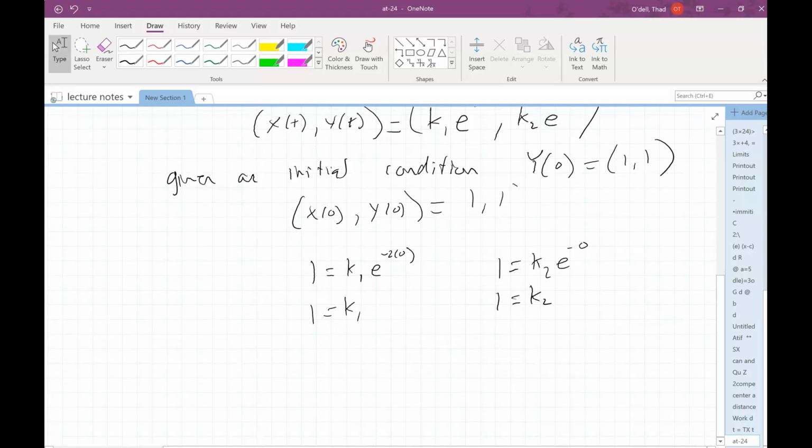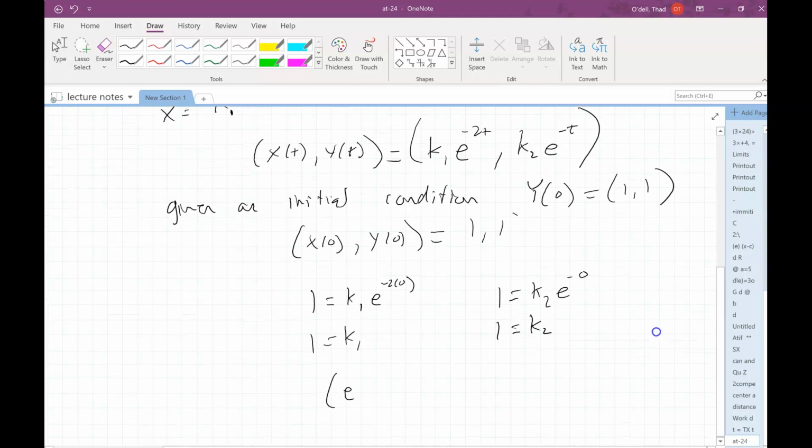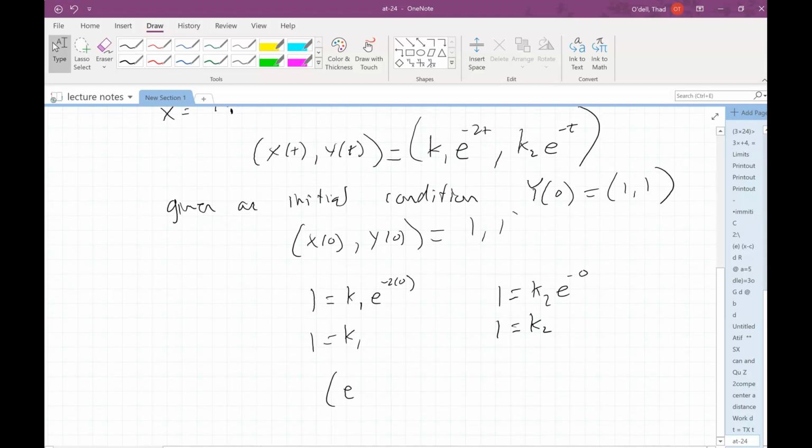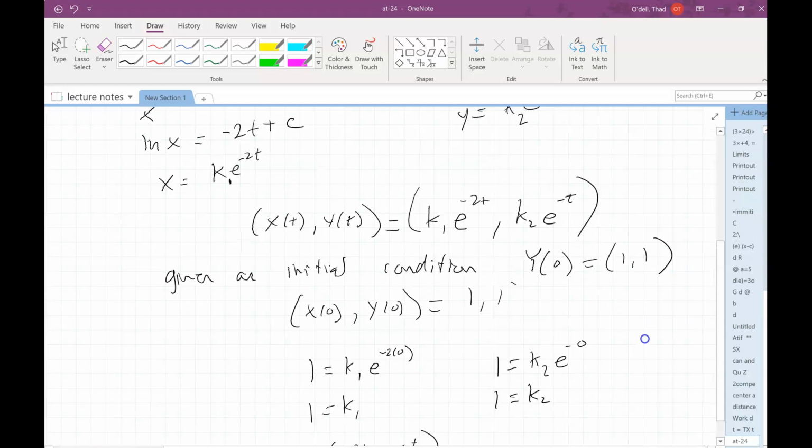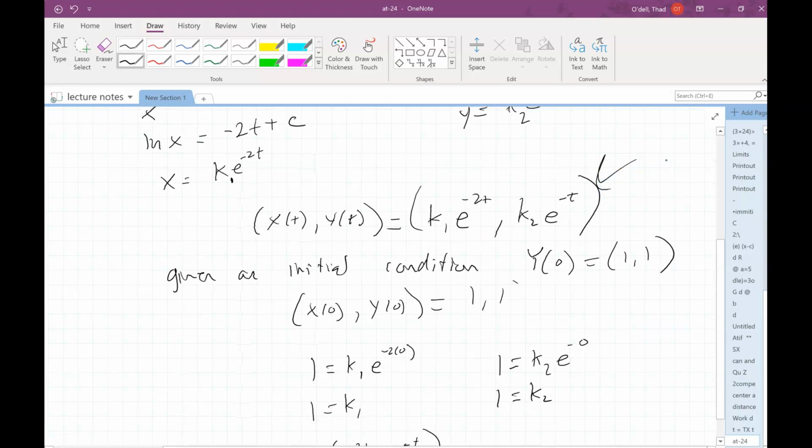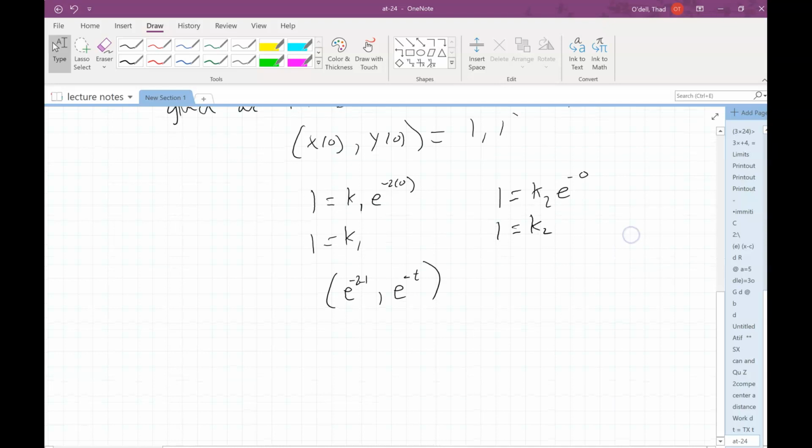So then my solution to that initial condition would be, what did you say k was? Oh yeah, k is 1. e to the negative 2t, comma, e to the negative t. So this up here is the general solution to that system of differential equations. This would be the solution to the given initial condition.